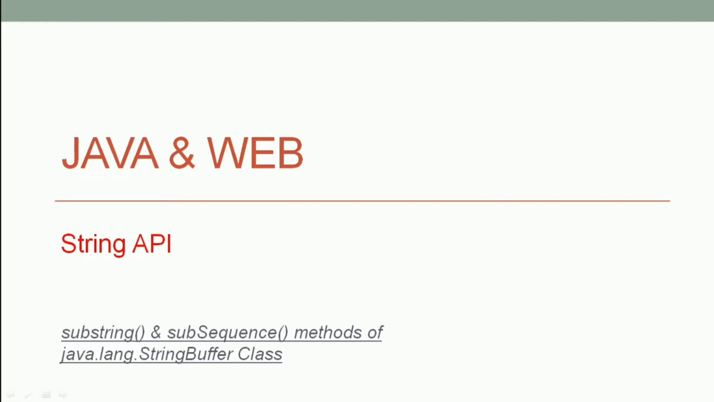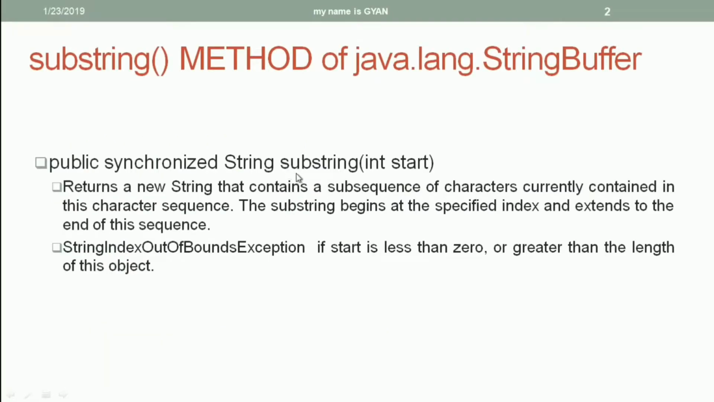In this video we will learn the substring and the subsequence methods of the StringBuffer class in Java. This is the signature of the substring method. The substring is a public and synchronized method of the class StringBuffer, which returns a string reference. One argument accepted by the method substring is of type integer.